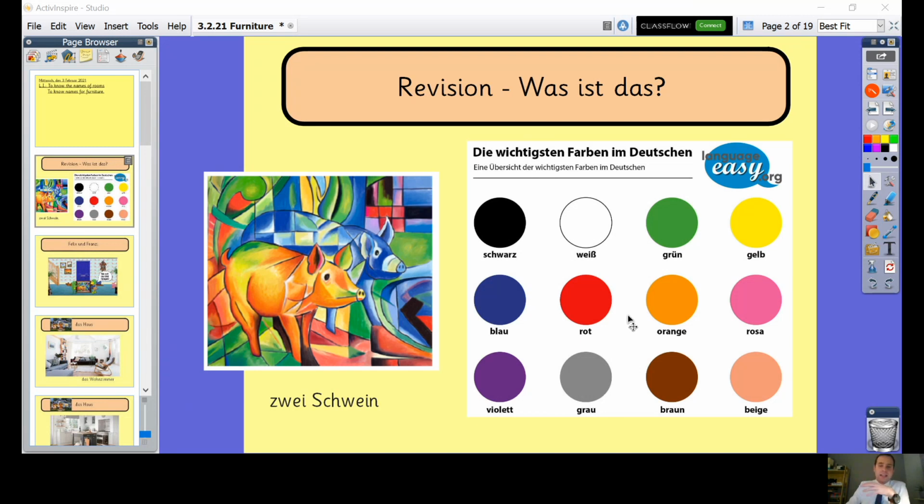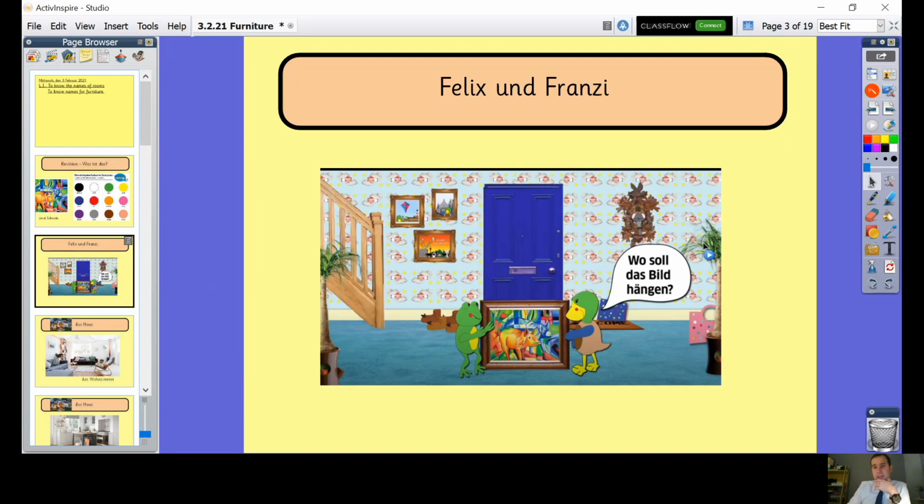We're going to keep practicing names of shapes and colours because we use them lots in all of our language. And we're going to start, in today's lesson, with a Felix and Franzi video. Now I can't play the video live to you on the screen. So if you're watching this on Microsoft Teams, this will be one of the resources that we have allocated, and you can click the link and it will take you to YouTube so you can watch the video, and you can watch it more than once if you want to.